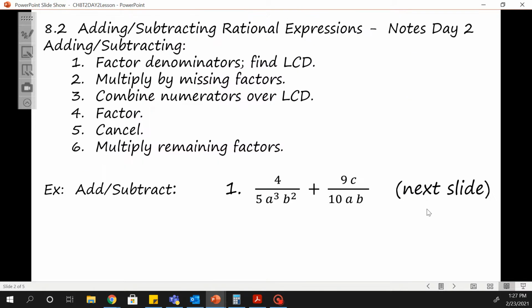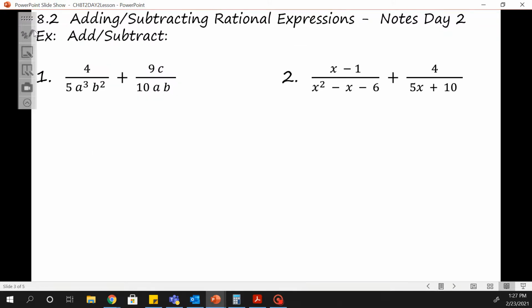Alright, so here are the steps. We first factor the denominators to find the LCD. We multiply the denominators by the missing factors to create the common denominator. Combine the numerators, and then we factor the numerator that we end up with to see if it can cancel with any of the factors of the denominator. And at the very end, we multiply everything back together into standard form.